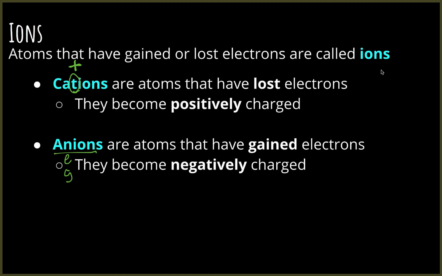Cations, again, lose electrons because now they have more protons than electrons. Anions gain electrons because now they have more electrons than protons.